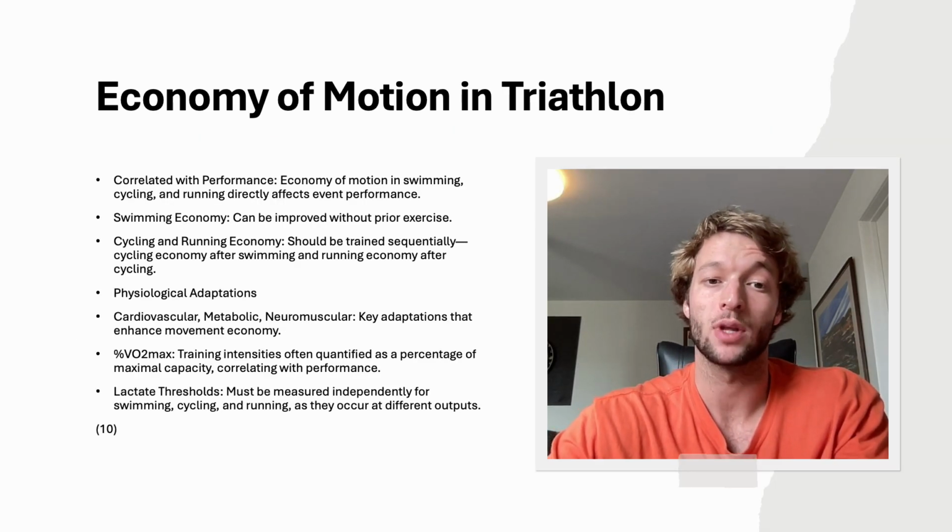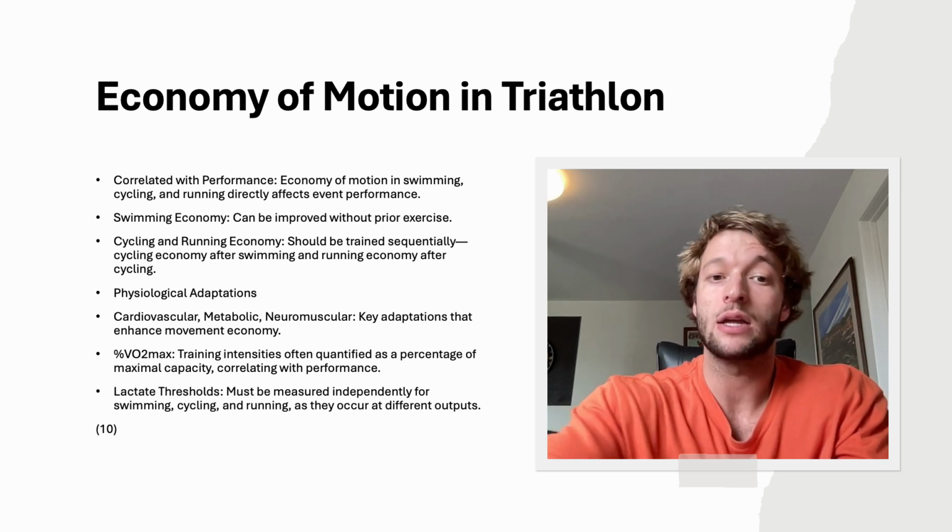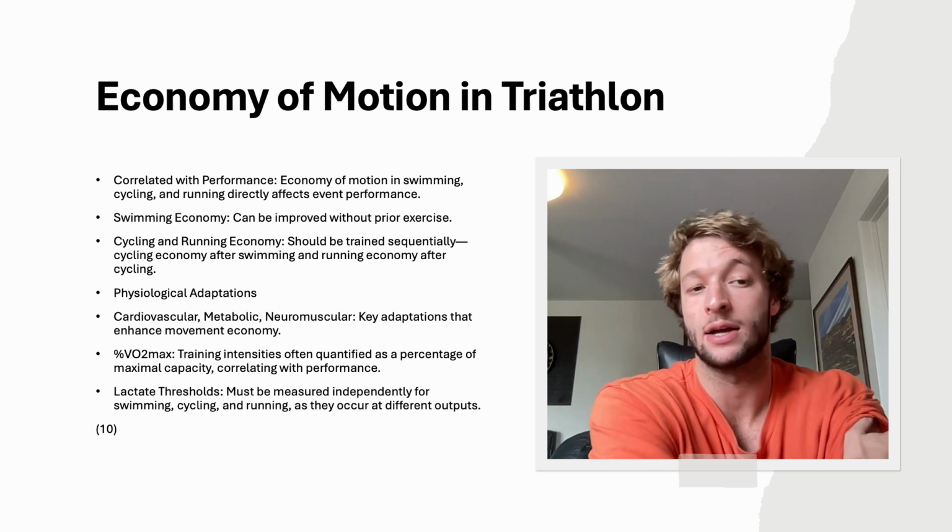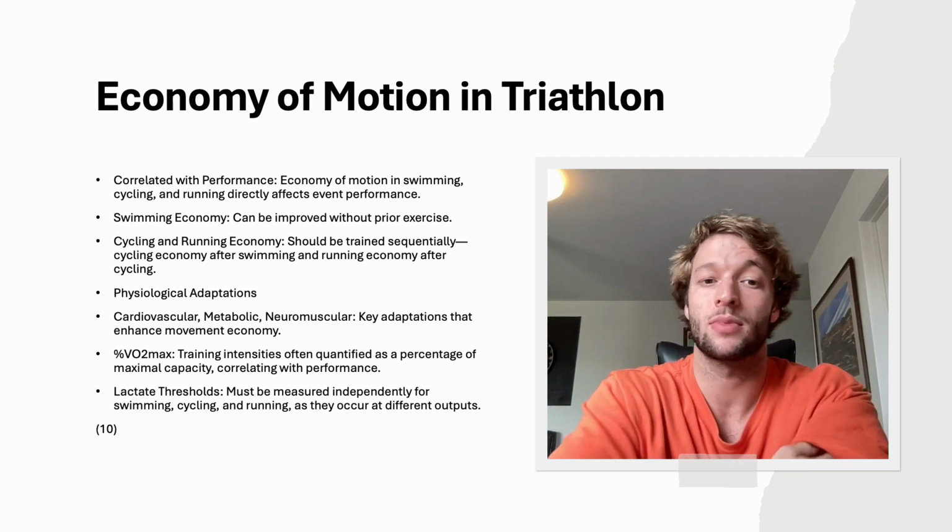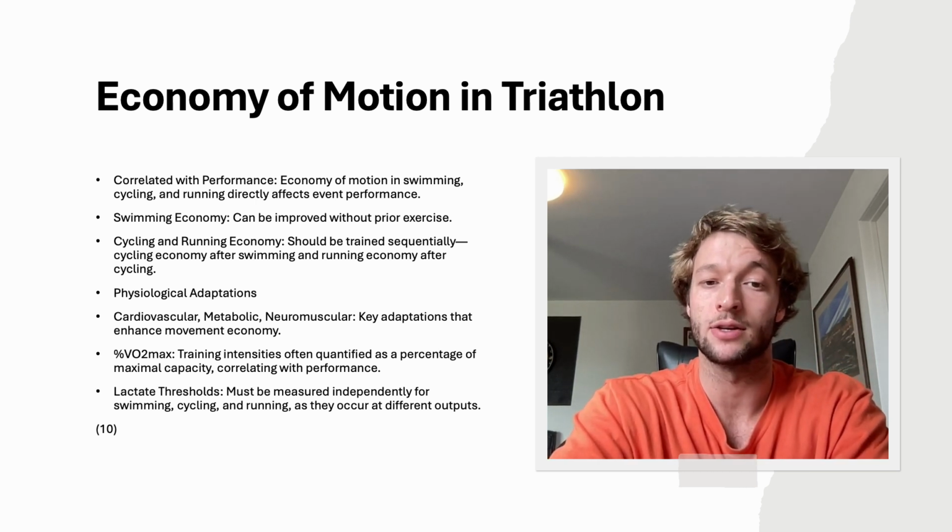Economy of motion in swimming, cycling, and running directly affects performance. Swimming economy can be improved without prior exercise, and cycling and running economy should be trained sequentially. So cycling economy after swimming and running economy after cycling.